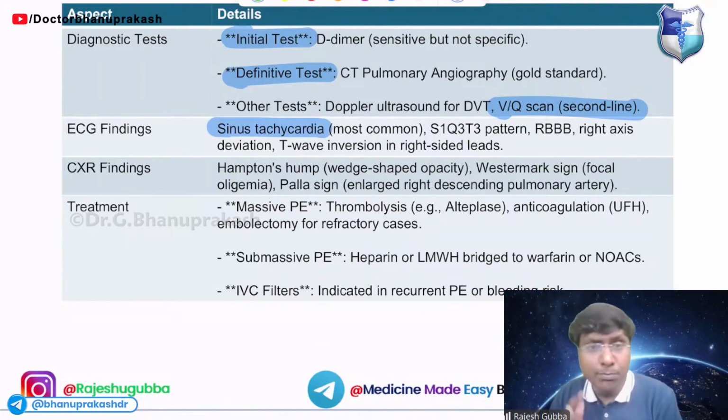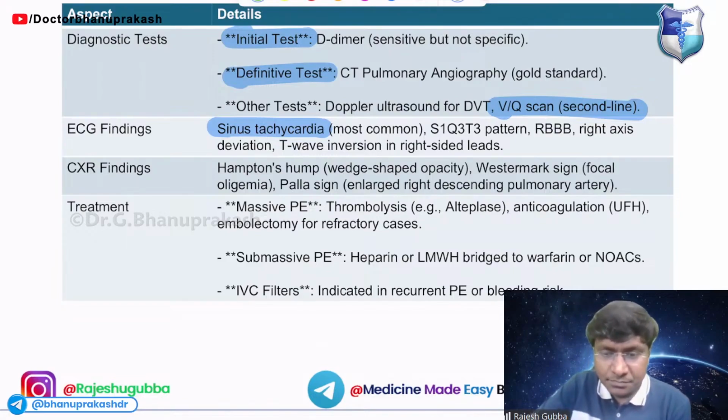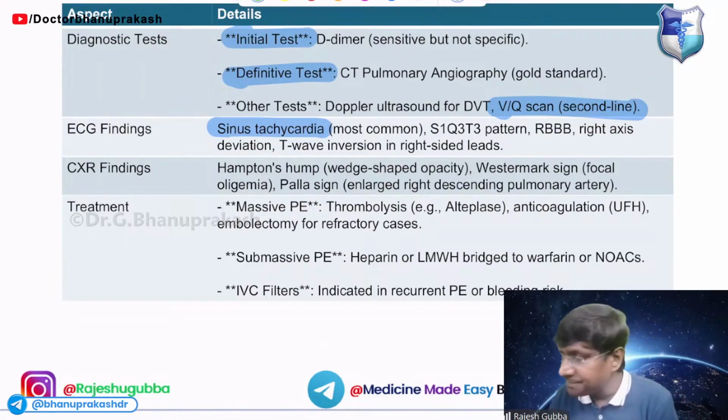Right, fine. So the most common ECG finding will be sinus tachycardia. But in massive pulmonary embolism, you will have the S1Q3T3 pattern, and then the right heart strain pattern, that is right bundle branch block, and there will also be right axis deviation.